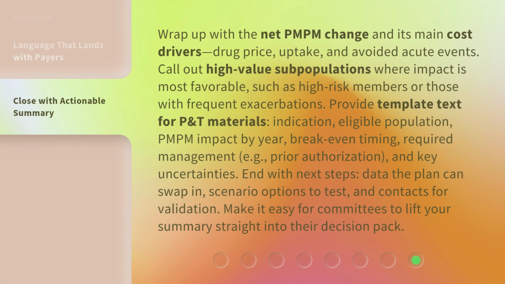Wrap up with a net PMPM change and its main cost drivers: drug price, uptake, and avoided acute events. Call out high-value subpopulations where impact is most favorable, such as high-risk members or those with frequent exacerbations. Provide template text for P&T materials: indication, eligible population, PMPM impact by year, break-even timing, required management, e.g., prior authorization, and key uncertainties.